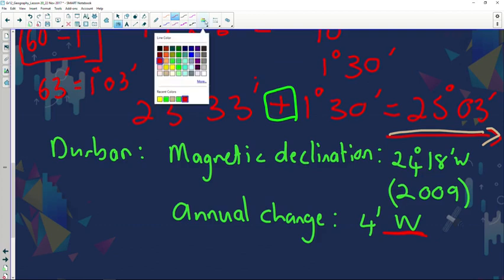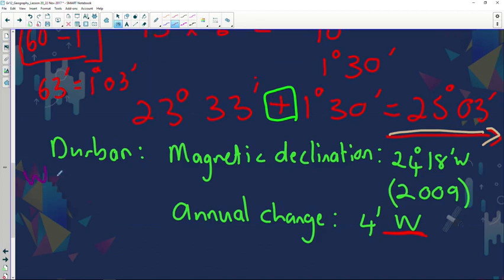Let's just write it there in a small little block. West we add, east we subtract. So if you look at Durban, this is just an example. Once you look at the Durban map, it tells us that the magnetic declination for Durban is 24 degrees, 18 minutes west. When they recorded this magnetic declination, it was in 2009. The annual change is 4 minutes west.